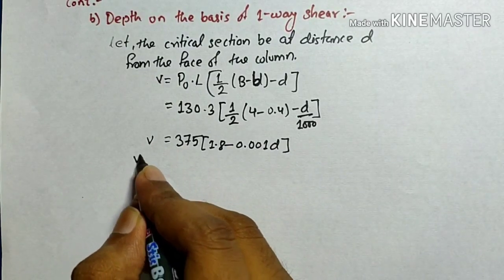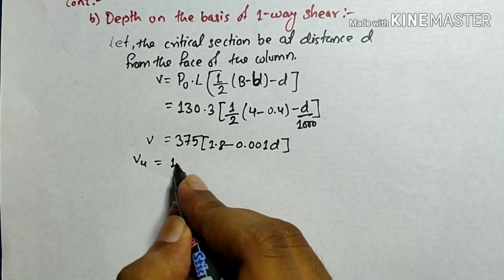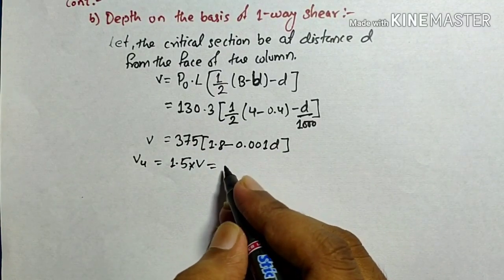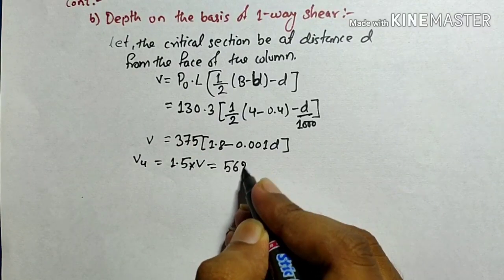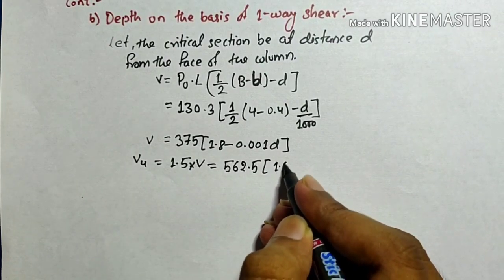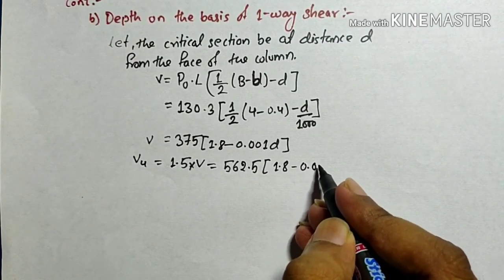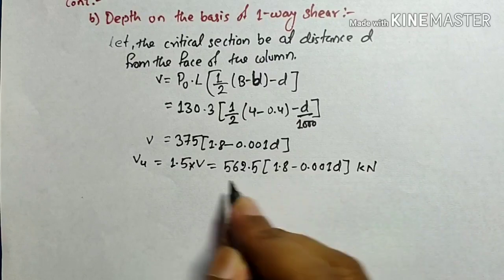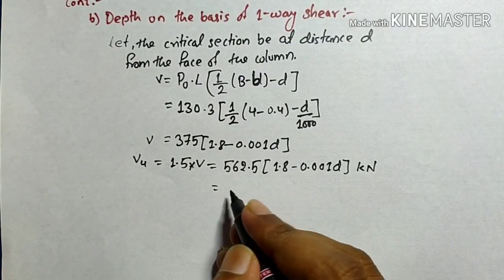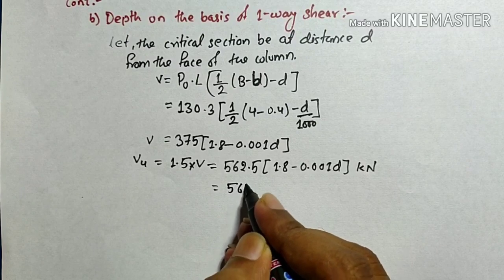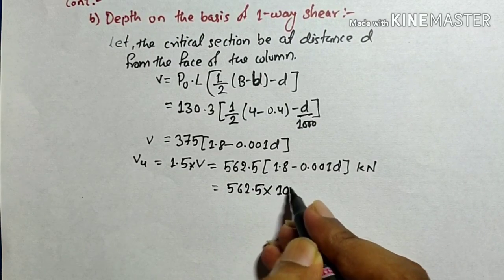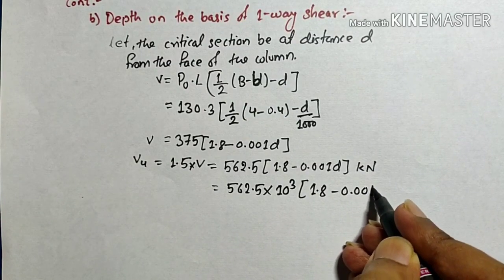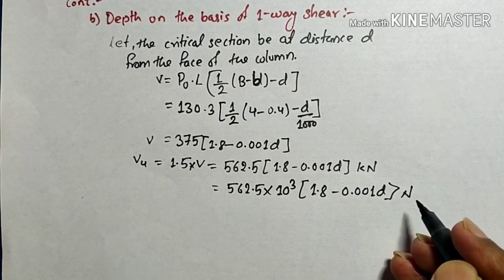Let's find Vu. Multiply V by the factor 1.5. This is the value of V. Then we will have 562.5 times 1.8 minus 0.001 d. This is in kilonewton. So multiply this by 1000. Then we will have 562.5 into 10 to the power 3 times 1.8 minus 0.001 d, and we have got this in Newton now.